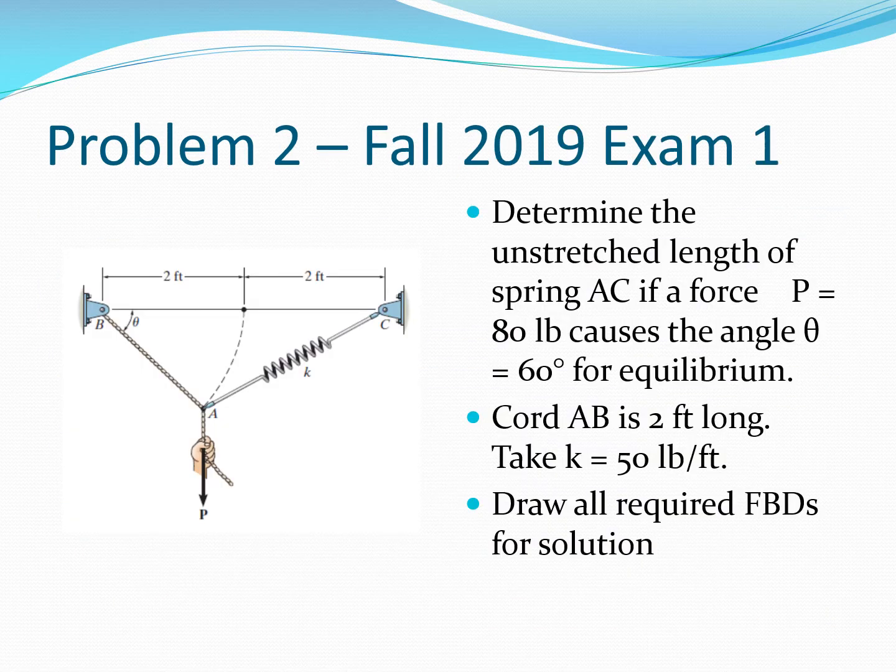So problem 2 is similar to one of the quizzes that we had. So go back and take a look at that solution, but in this case, instead of a weight, there's somebody's hand pulling down. So you're substituting a crate for a hand. The hand is pulling down with 80 pounds of force, and it causes an angle. That unknown angle, theta, labeled there, is 60 degrees, which is known. You have the length of the cord, AB, and you have the spring constant. They want to find out what the unstretched length of the spring is.